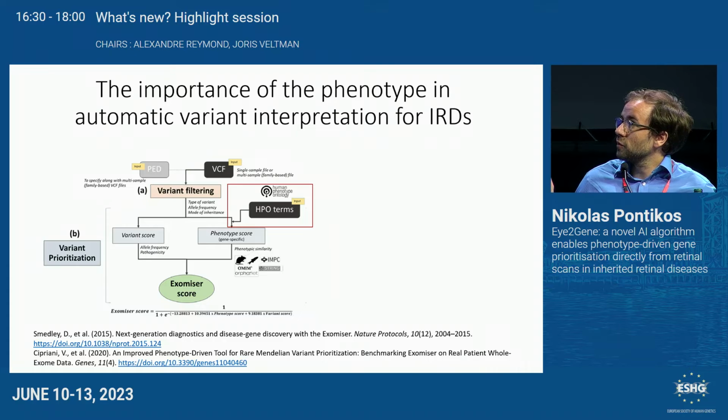The importance of phenotypes is significant in Genomics England, and actually I think around 80% of all the patients in Genomics England were solved with this automatic variant prioritization tool known as Exomiser, which takes as input the PED file, the family history, the VCF file, the variants, but also importantly the HPO terms, which I'll talk about in the next slide, which are basically a standardized description of the phenotype.